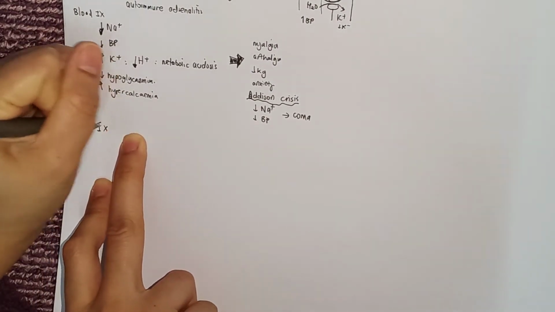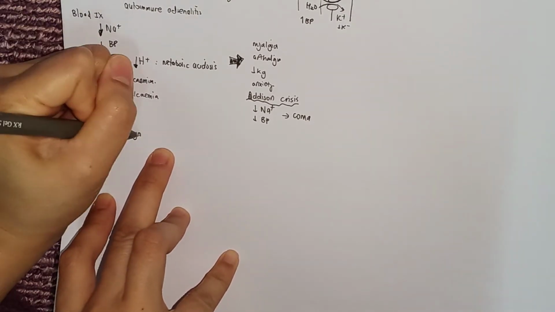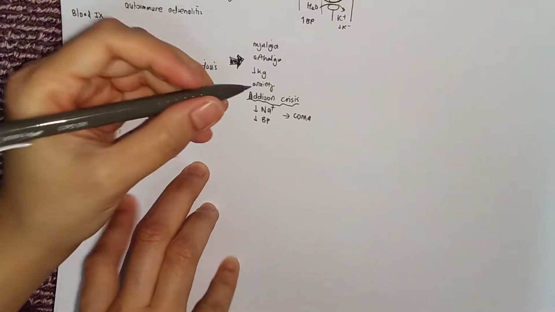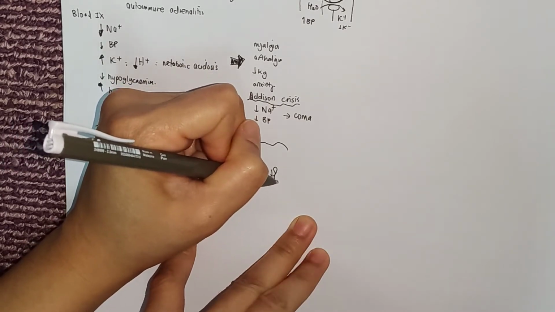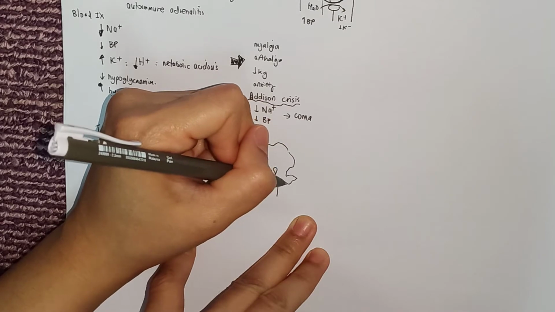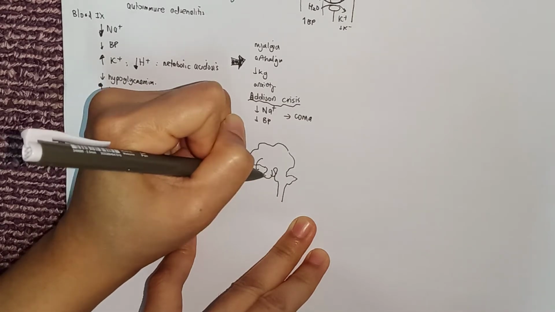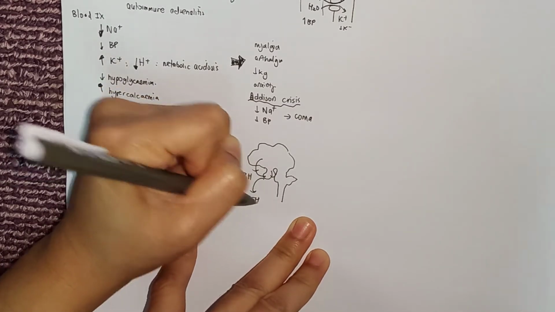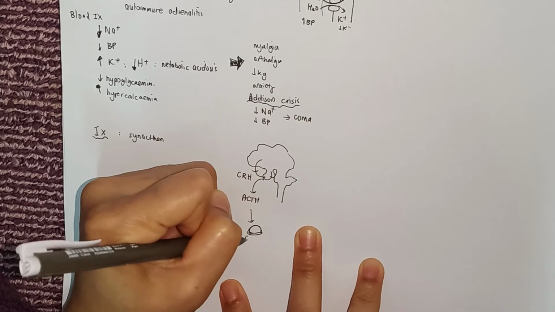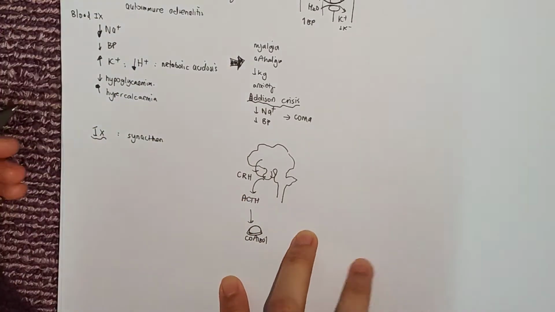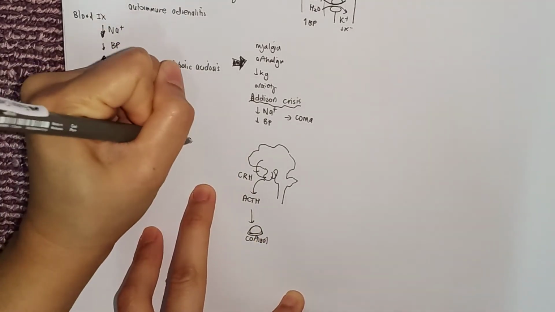So how do we investigate this condition? The investigation is the Synacthen test. So to recap again, this will be the hypothalamus with the anterior pituitary. We have the CRH that will be produced by the hypothalamus. CRH will stimulate the pituitary gland to produce ACTH, and ACTH will subsequently stimulate the cortisol in the adrenal gland. So in Addison disease, in the Synacthen test, Synacthen basically is a synthetic ACTH.